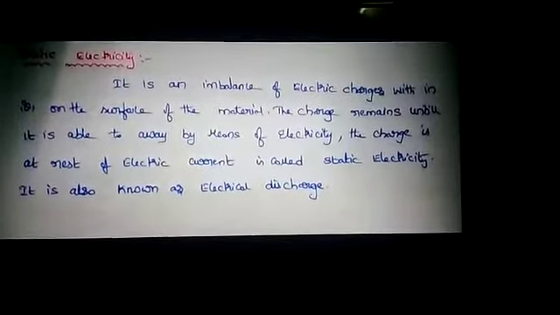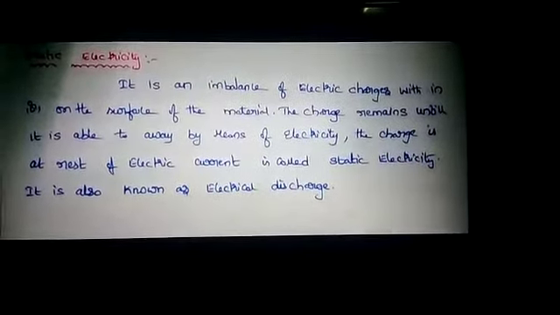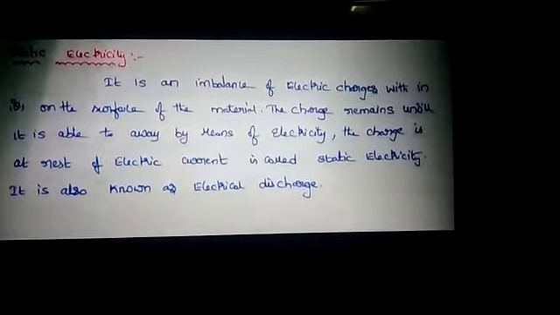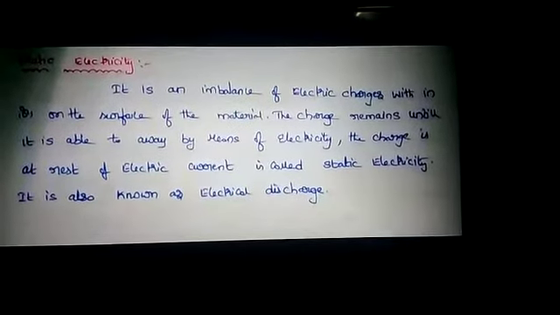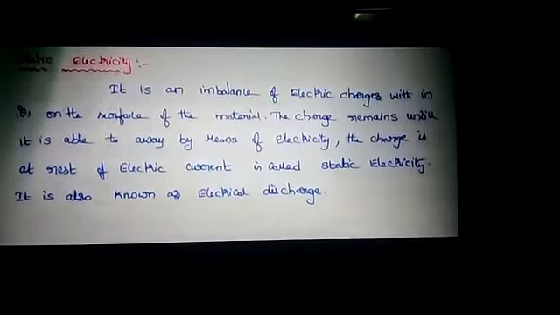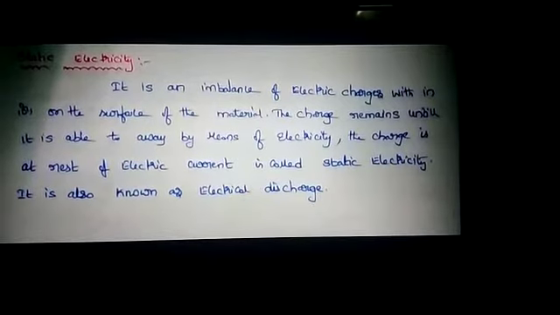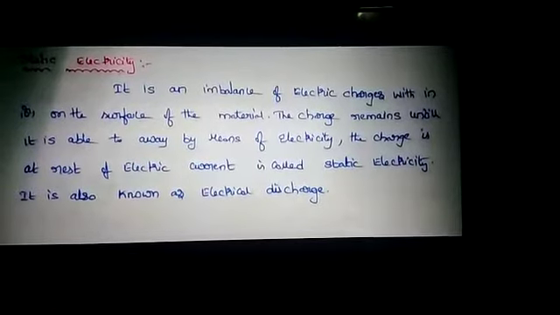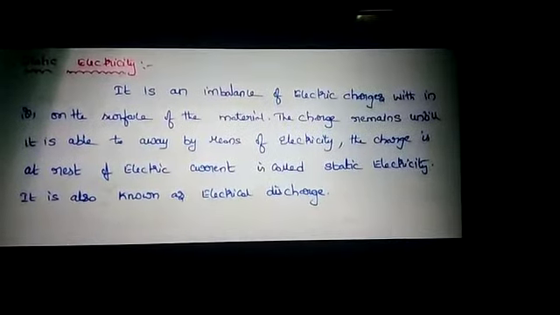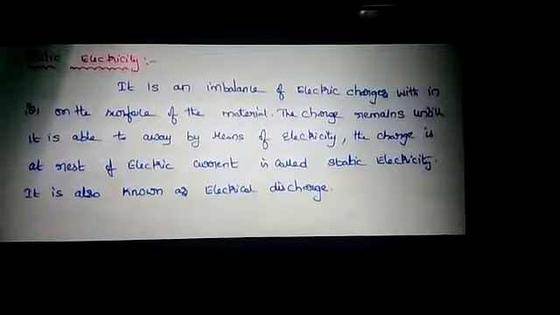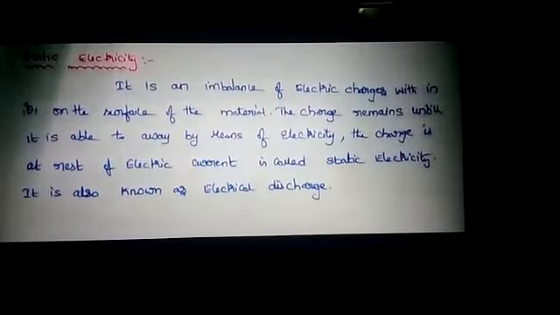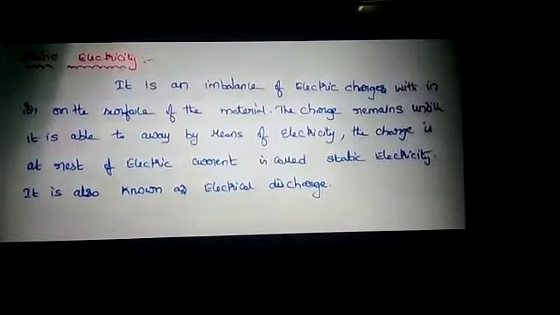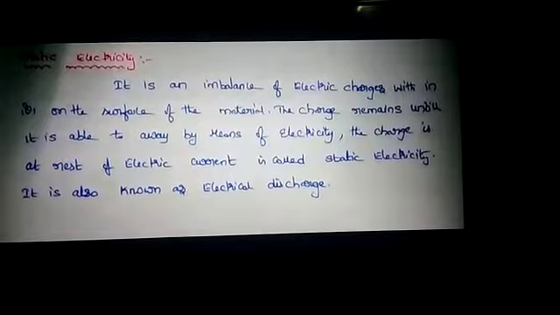When the charge moves, electric charges flow through the circuit. When the charge is at rest, the electric charges do not move; there is no motion. That's why a charge at rest is called static electricity. It is also known as electrical discharge. That means free of electrons, so the charges cannot move on the circuit. You understand?